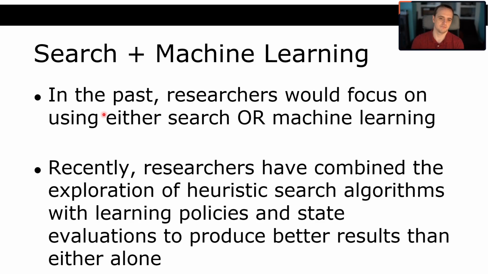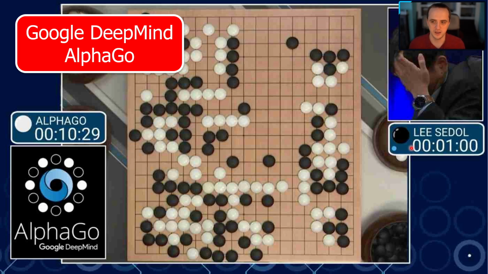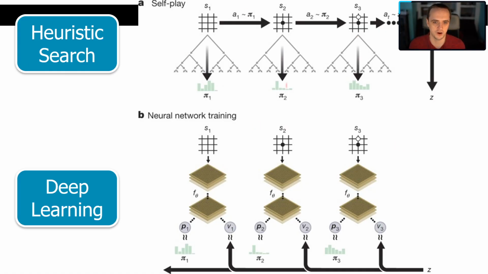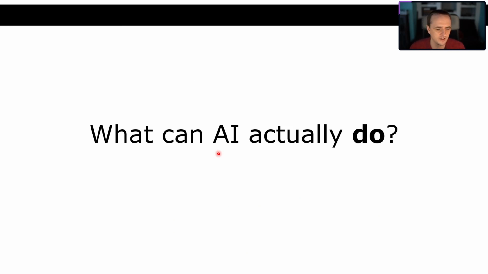But in the past few years, search and machine learning have been combined to form systems that are just insanely powerful. So researchers combine the exploration of heuristic search with the learning of policies and state evaluations to produce way better results than you can do with just search or just learning. So this is what AlphaGo did, right? It used a combination of heuristic search with Monte Carlo tree search and deep learning in order to create a really powerful system. I gave these slides in 3200, so I'm going to go really fast through them now.